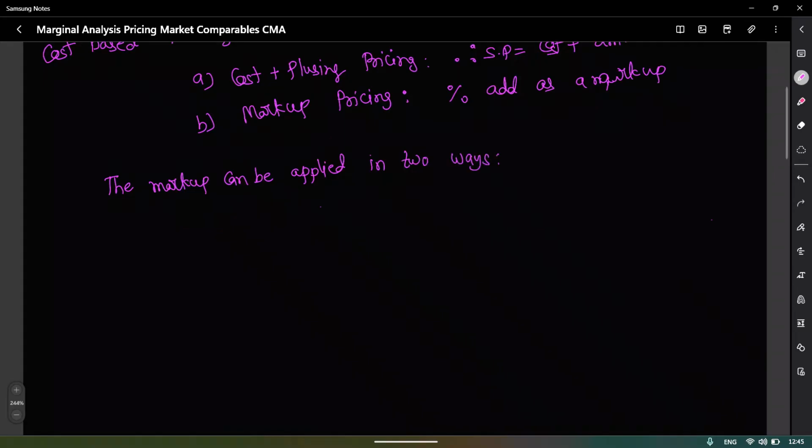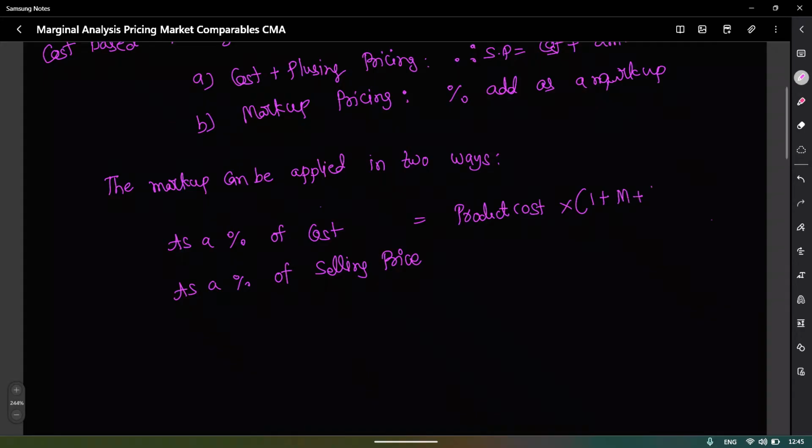So that only I was asking, sir. The markup can be applied in two ways. One is as a percentage of cost, and the other is as a percentage of selling price. Simply, the product cost into 1 plus the markup percentage.